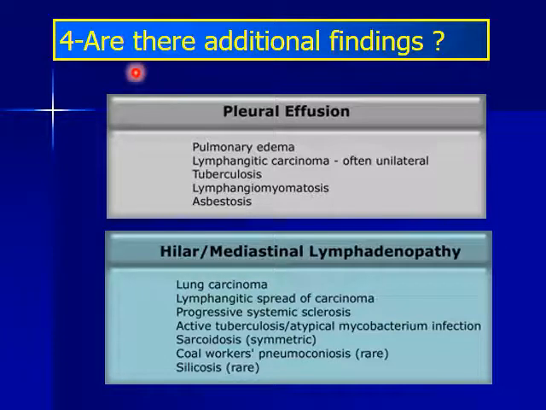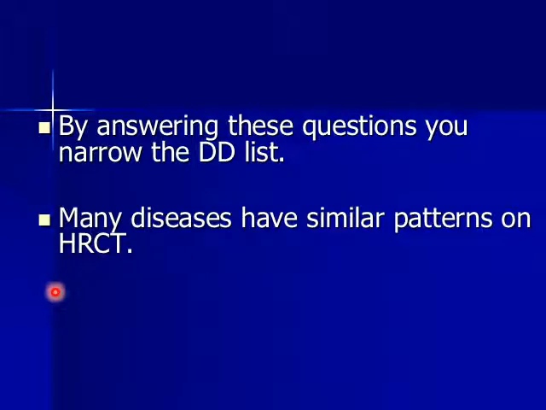There is the fourth question. I'm sorry that the slides have jumped. The fourth question, are there additional findings or not? What are the additional findings? Do you have pleural effusion? Do you have mediastinal or hilar lymphadenopathy? Do you have something in the bone? Do you have something in the upper abdomen? These are very important to answer. By answering these 4 questions, you narrow the differential diagnosis list.